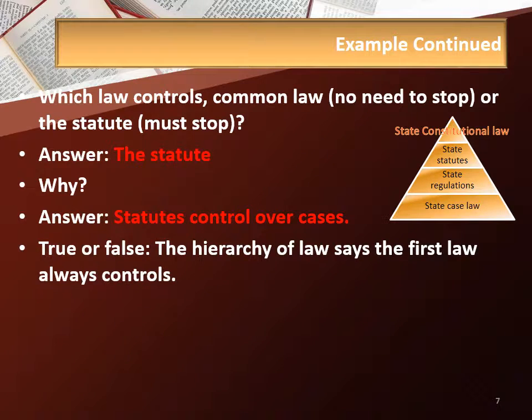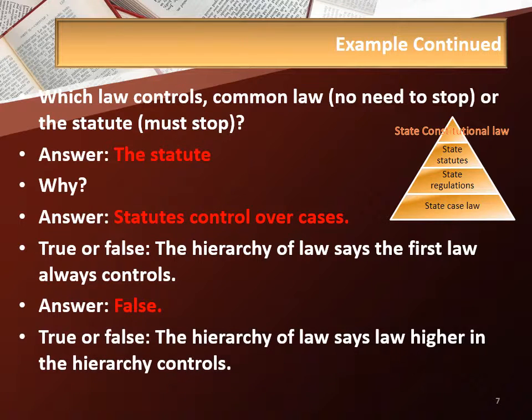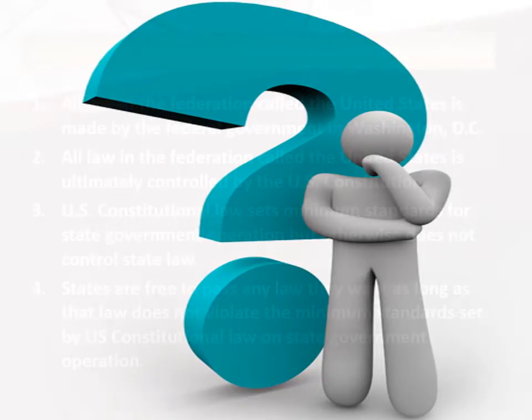True or false? The hierarchy of law says the first law always controls. Answer: false. True or false? The hierarchy of law says law higher in the hierarchy controls. Answer: true. Pause and answer these true or false questions.